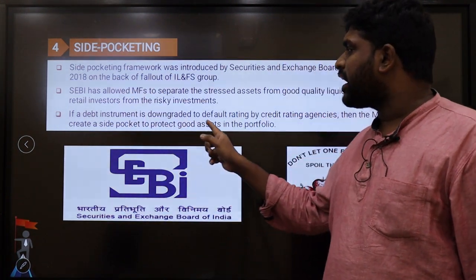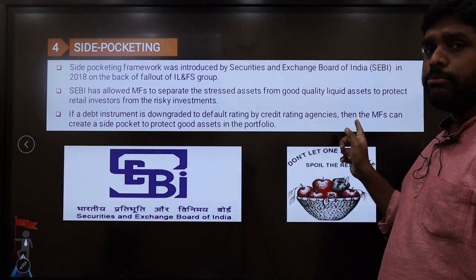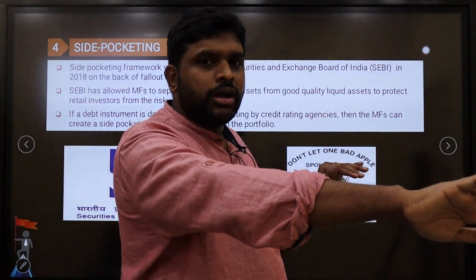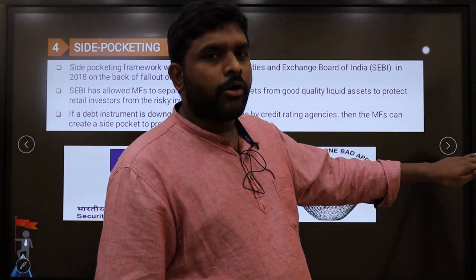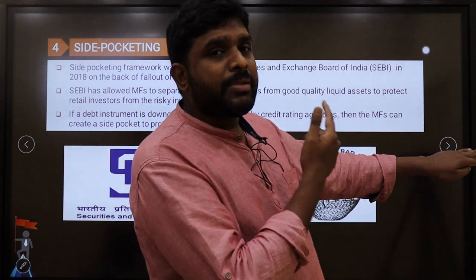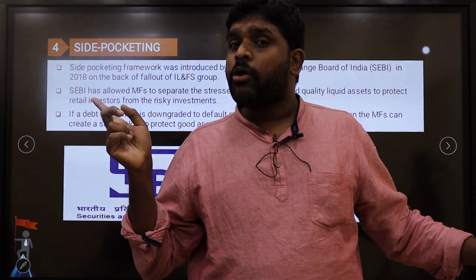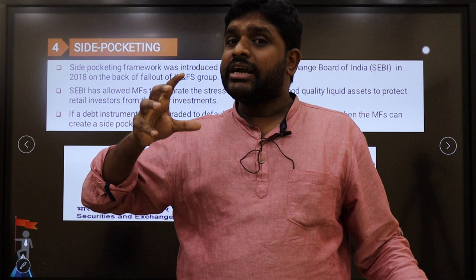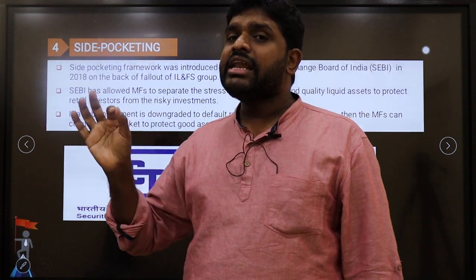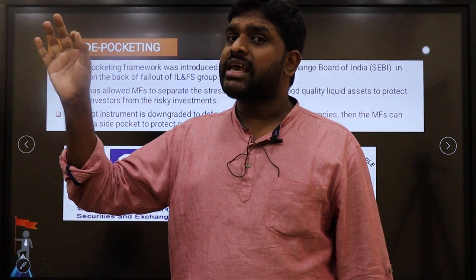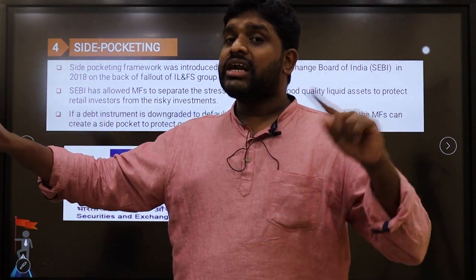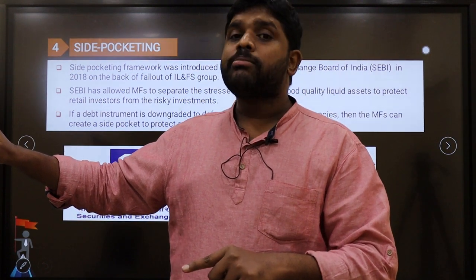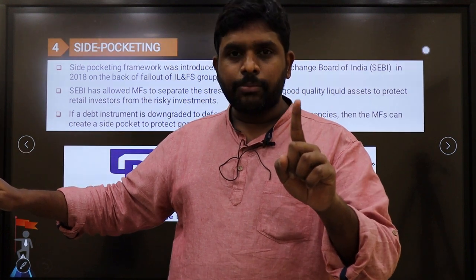If a debt instrument is downgraded to default rating by credit rating agencies, then the mutual funds can create a side pocket to protect the good assets in the portfolio, so that the good assets are set aside and the bad ones are side pocketed. I will concentrate on this, plan for getting back my money, and side pocket them. Other mutual fund firms will also be careful. That concept is called side pocketing, mainly with respect to stressed assets, meaning loss-making assets kept aside so that other mutual fund agencies cannot invest in them. They will be careful, so the market will not collapse. That is called side pocketing.